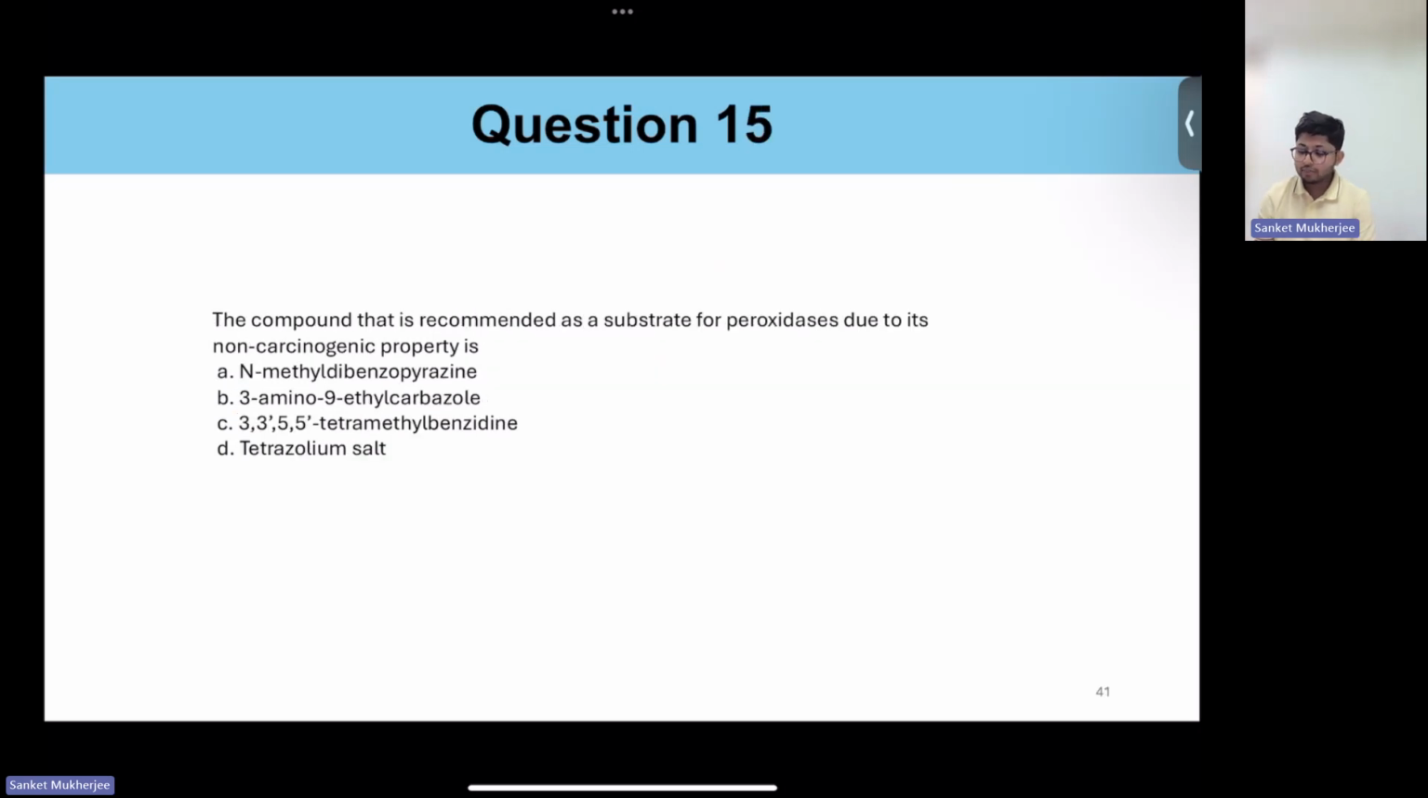Now, the compound that is recommended as a substrate for peroxidases due to its non-carcinogenic property is N-methyl dibenzopyrazine, 3-amino ethyl carbazole, 3,3',5,5'-tetramethylbenzidine, or tetrazolium salt. So it's actually 3,3',5,5'-tetramethylbenzidine, also known as TMB, that is used as a substrate for peroxidase because it is not carcinogenic.